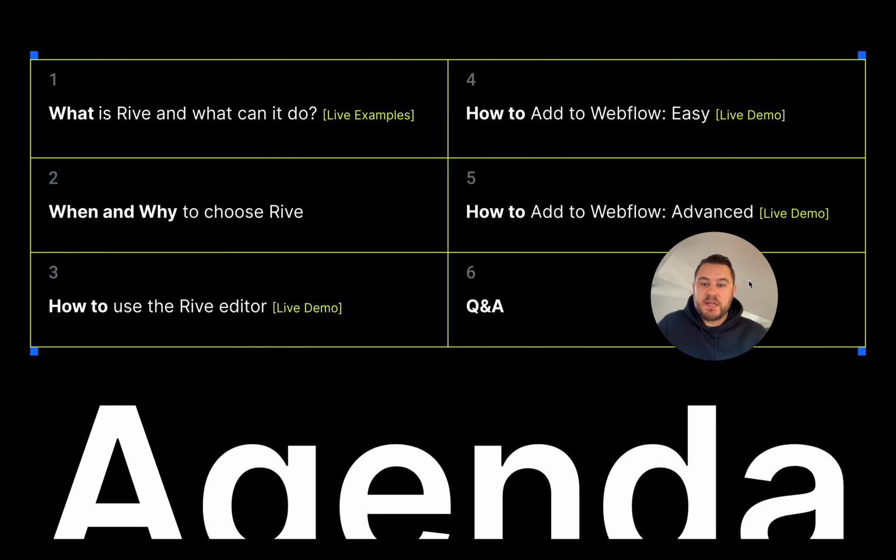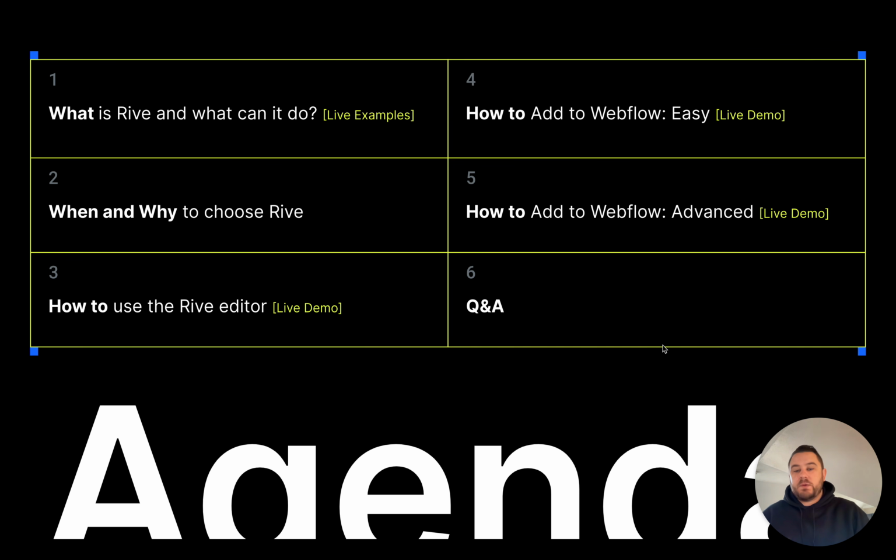So here's our agenda. We're going to talk about what Rive is and what it can do, with a couple of live examples. We'll talk about when and why to choose Rive versus some of the other animation alternatives, and how to use the Rive editor. We'll look into understanding the state machine, and then two methods for adding Rive animations to your website. We've got an easy method and an advanced method. And we won't do Q&A on this recording, but you can always send me questions. I love answering questions about Rive and integrating into Webflow.